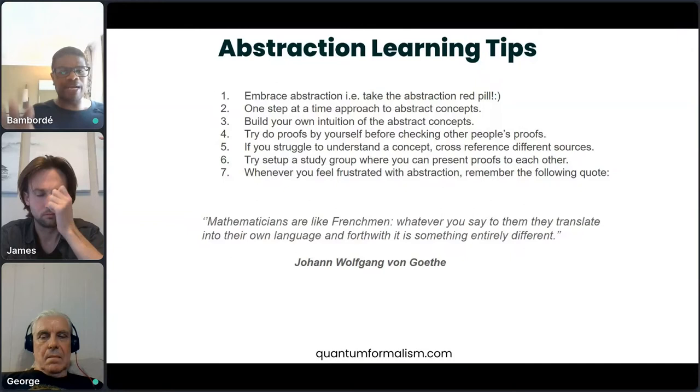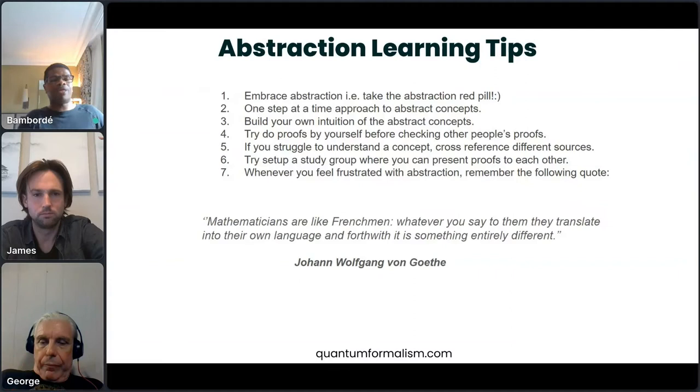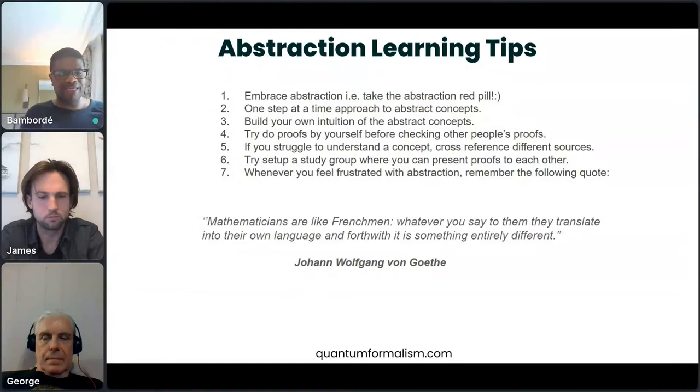When you see an abstract definition, the natural way to proceed is to say, what can I do with this abstract definition? What can I construct? As opposed to asking to see an example of that abstract definition. So take the abstraction pill. This is how you actually learn how to construct stuff.